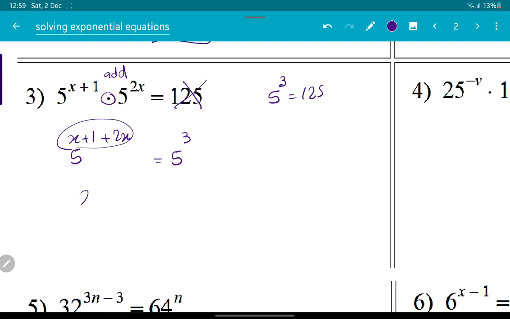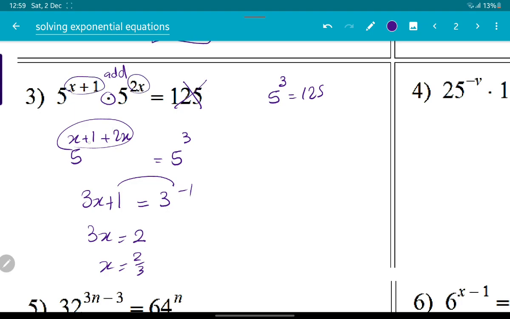In this it's 3x plus 1, and this is 3. Now it's 3x equals 3 minus 1, which is 2. Now x equals 2 over 3. If you don't get it, I just added x plus 1 with 2x, and it gave us 3x plus 1, and put the right exponent here.